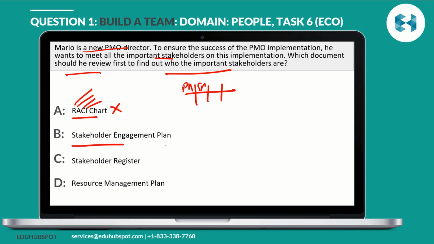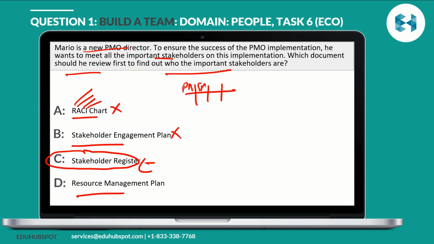Stakeholder engagement plan. Stakeholder engagement plan may give you that information, no doubt, but that is more telling you how you are keeping those stakeholders engaged. Exact information about those stakeholders is actually in your stakeholder register and not necessarily your engagement plan. Resource management plan, I know we did this, but again, it's more about the resources and not necessarily about all the stakeholders, which is given more in your stakeholder register. So the correct answer is C, stakeholder register. See how I use my world famous elimination technique to come up with the answer.